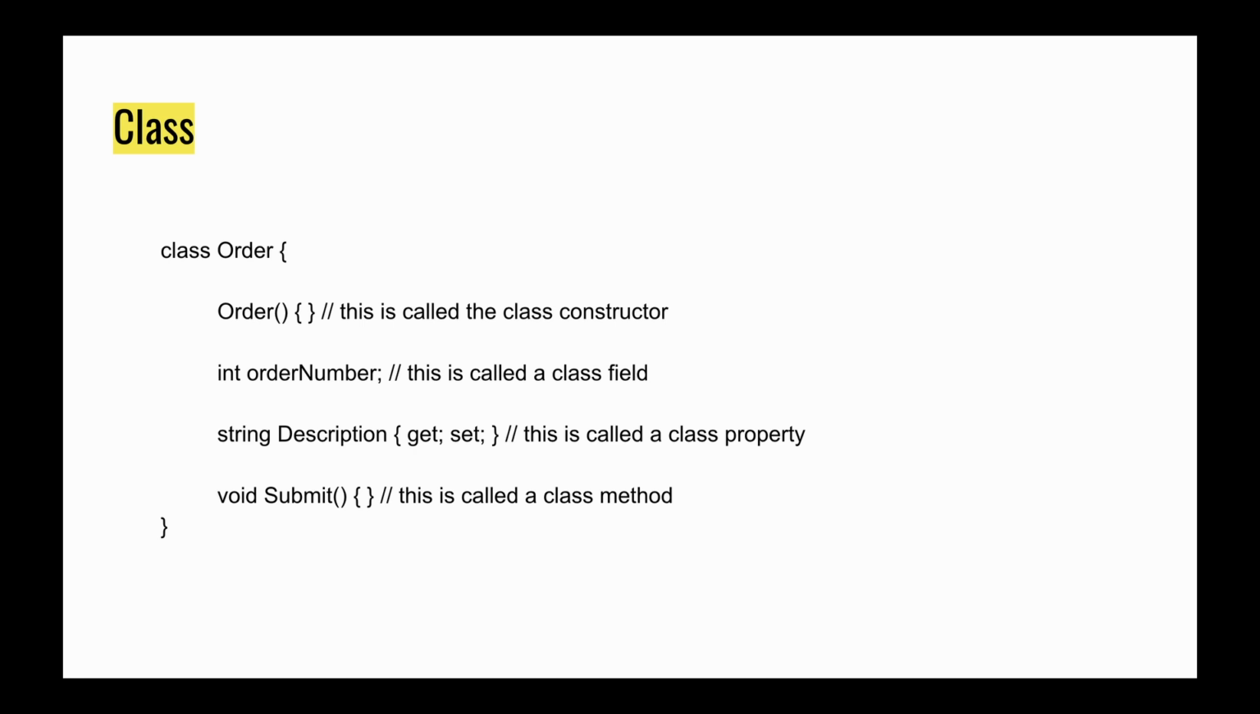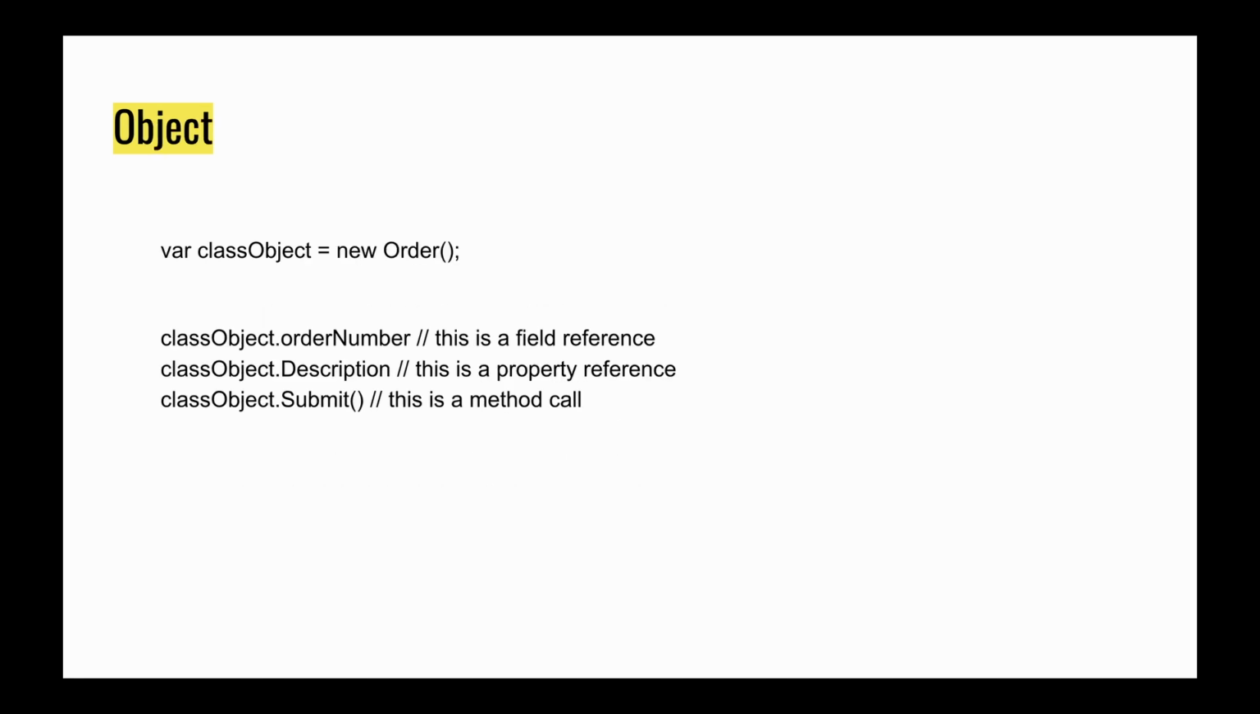It looks like this. Inside, we can have a constructor that creates an object of its class, fields that store some information about the class, properties that also store some information, but also have auxiliary functions that can set and get that info, and methods. They are needed to do something useful, some action for this object. To create an instance of a class in C Sharp, we use the new keyword and then call the constructor.